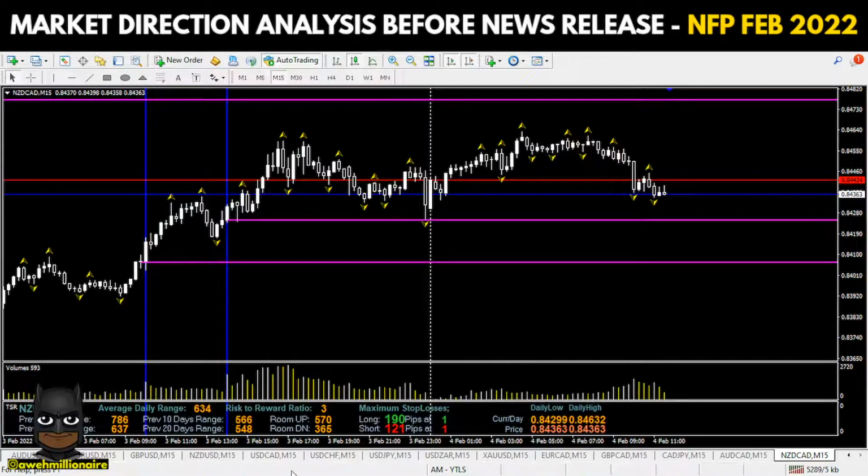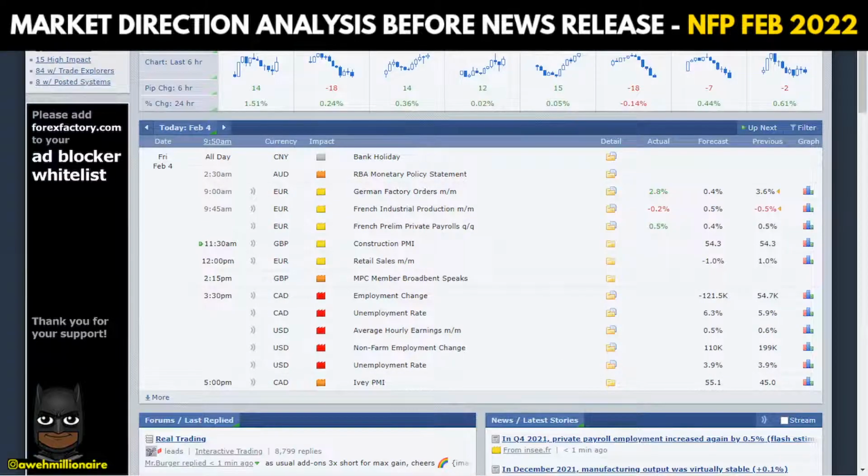So again, as you can see on our Forex Factory .com economic calendar here, we've got high impact news on USD and on CAD today, later on this afternoon for NFP. So I just went through all the levels on CAD as well as USD symbols.